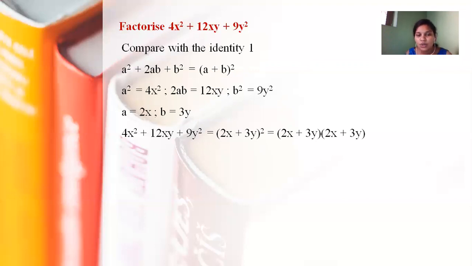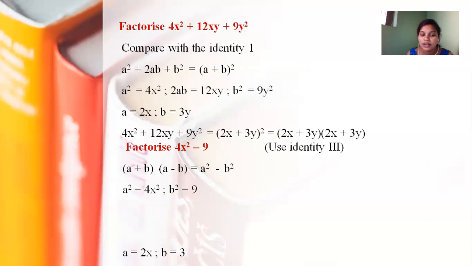Just have a look at 4x square minus 9. This is similar to identity 3. What is identity 3? It is a square minus b square, which is (a + b)(a - b). What is a square here? 4x square. What is b square here? 9. So with this we can write a equals 2x, b equals 3. So 4x square minus 9 can be written as (2x + 3)(2x - 3). Now comes identity number 5.